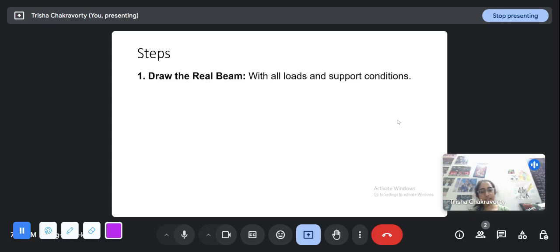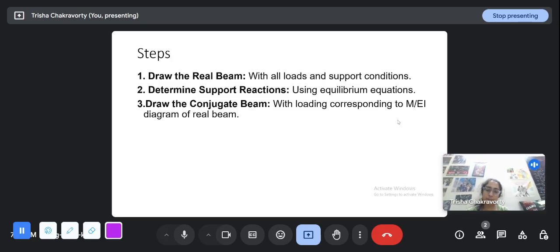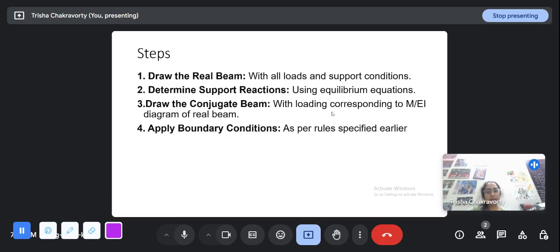First, we draw the real beam with all loads and support conditions. Then we determine the support reactions using equilibrium equations. Then we are going to draw the conjugate beam with loading corresponding to the M by EI diagram of the real beam. So when we have determined the support reactions, we can easily draw the bending moment diagram. And the conjugate beam will have loading corresponding to M by EI of the real beam. Then we are going to apply the boundary conditions as per the rules we have seen. That is, a fixed support becomes a free end, a free end becomes a fixed support, a hinge remains a hinge.